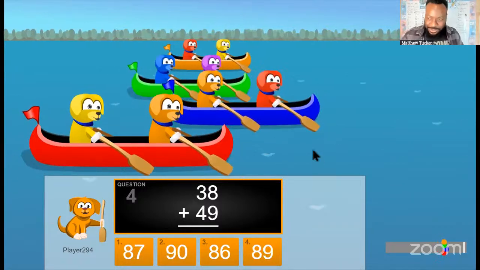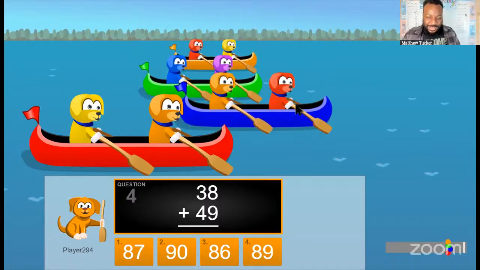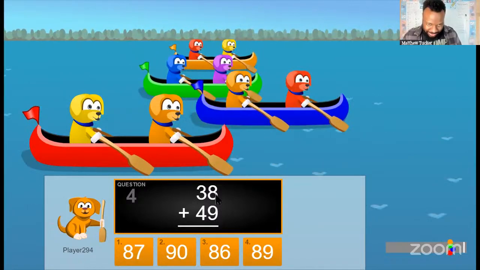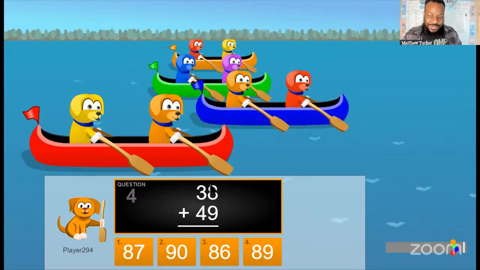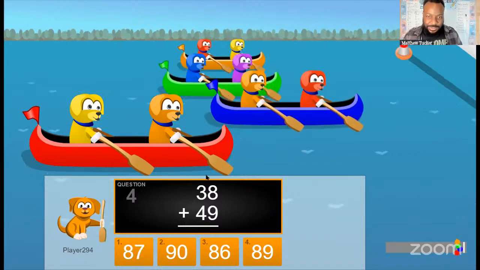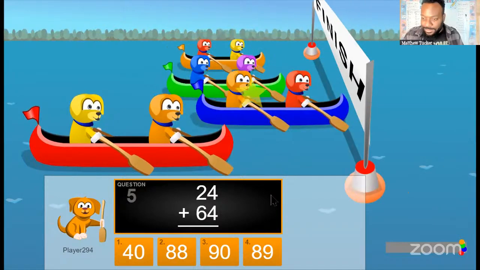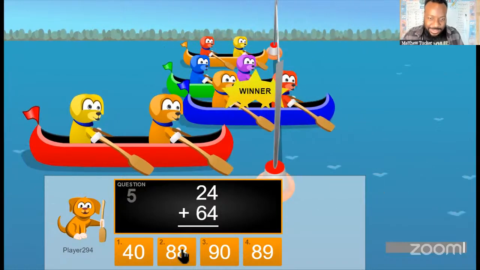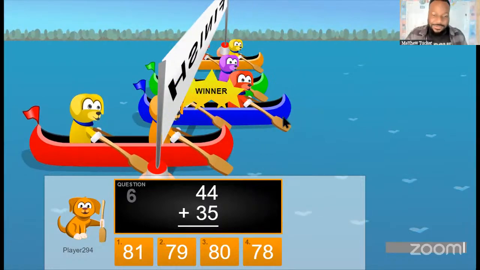Right, what's this one going to be? You have to think about this one. Now, we know it's going to end in a 7 because anything that you add 9 to is always going to be 1 less than the number you're adding. So, I'm going to go for 87. Okay. How are we doing? Okay. Not bad.